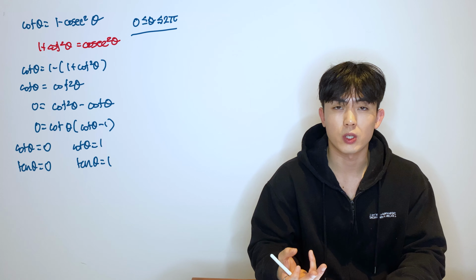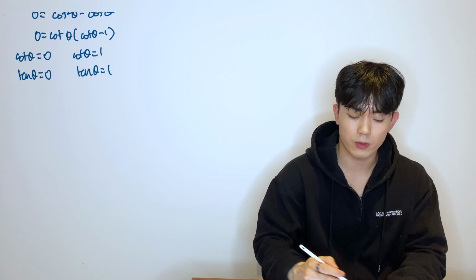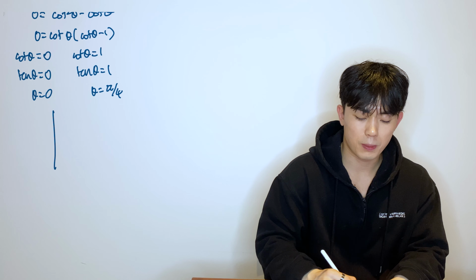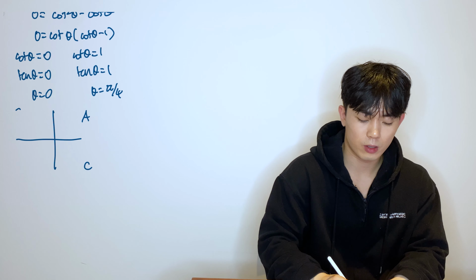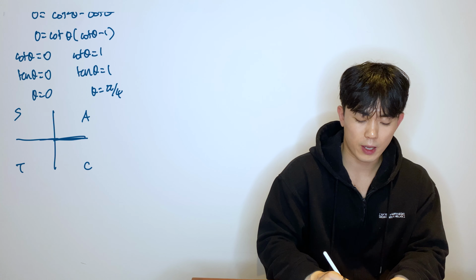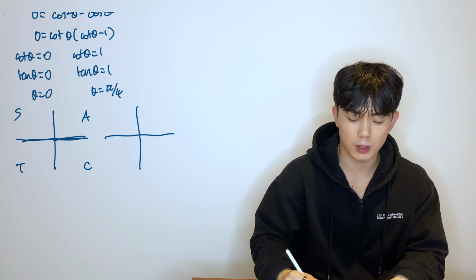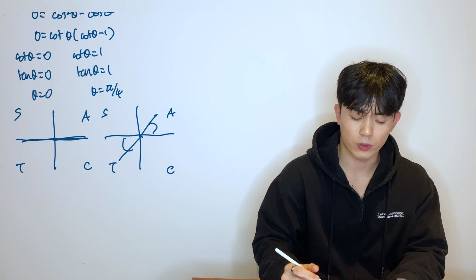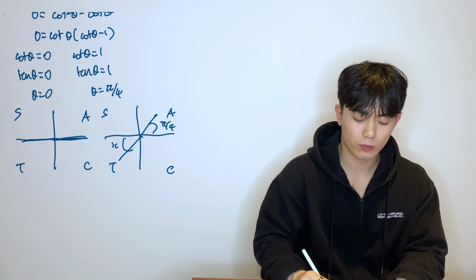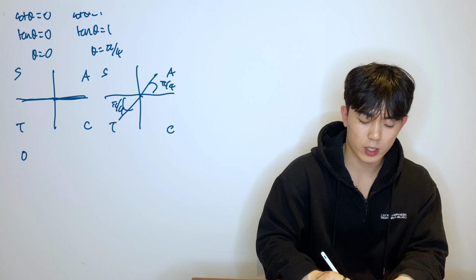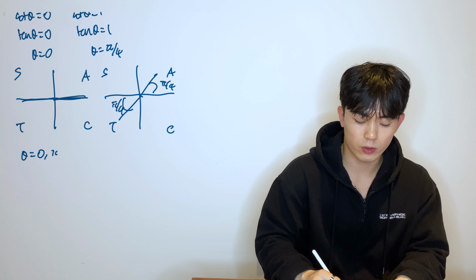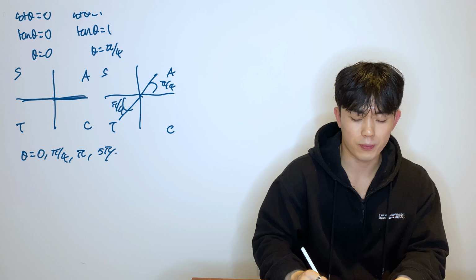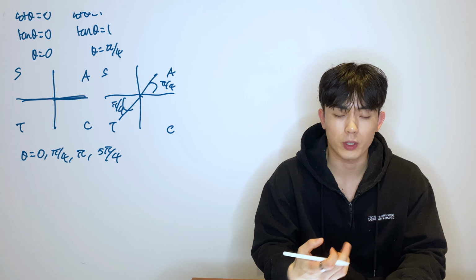Remembering it's between 0 and 2 pi. So in radians, theta is going to be 0, or it's going to be pi over 4. Just simply plugging it in, or using the CAST diagram, it's going to be here or here for 0, and it's going to be in the A section and in the T section for the other one. So the final solution, theta will be 0, it will be pi over 4, it will be pi, and it will be pi plus pi over 4, so 5 pi over 4. Those are the 4 solutions that we'll get for this answer.